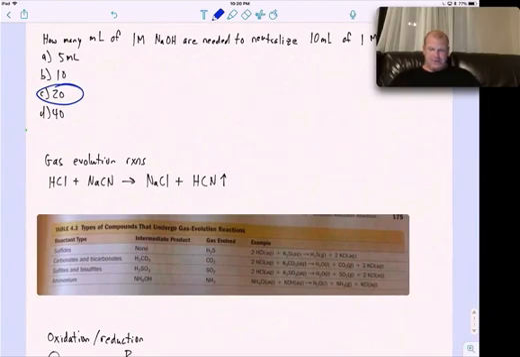Okay, so let's talk about different types of reactions. We talked about precipitation reactions, acid-base neutralization reactions. So what else can we do? We can generate gases. So for instance, hydrochloric acid plus sodium cyanide makes sodium chloride and hydrogen cyanide gas.